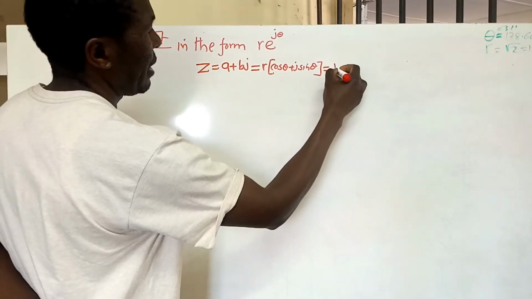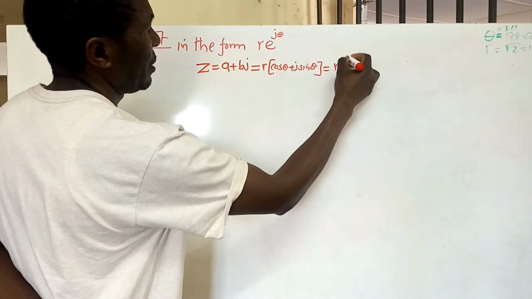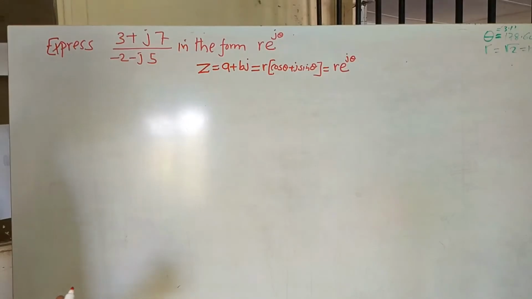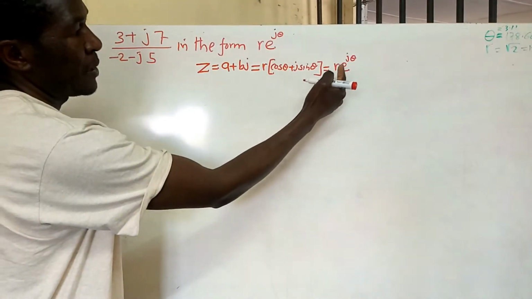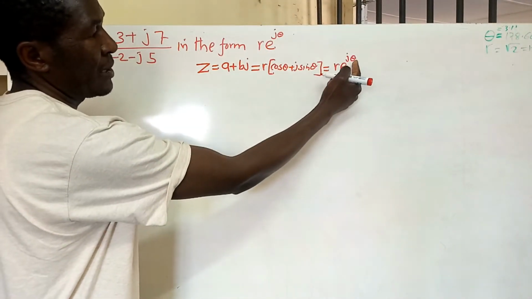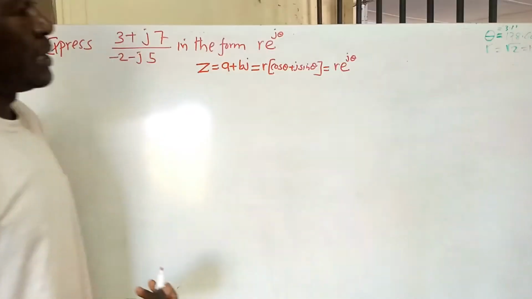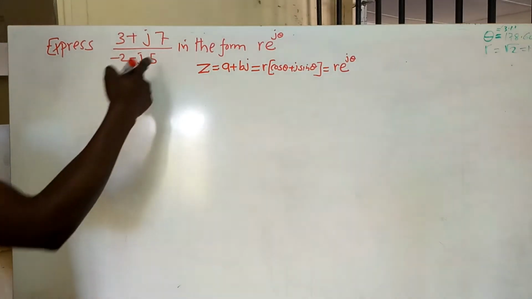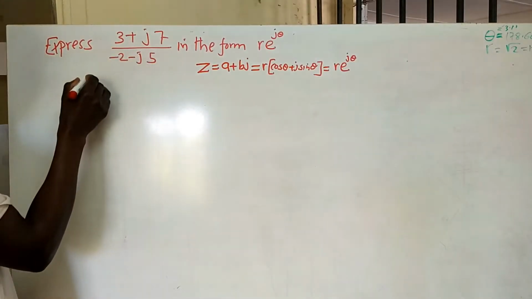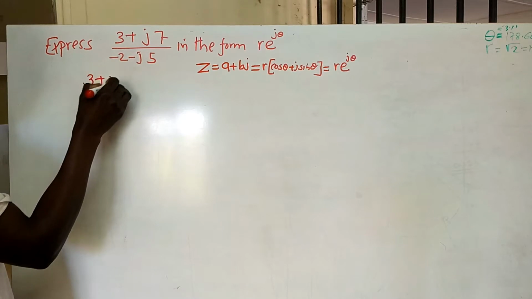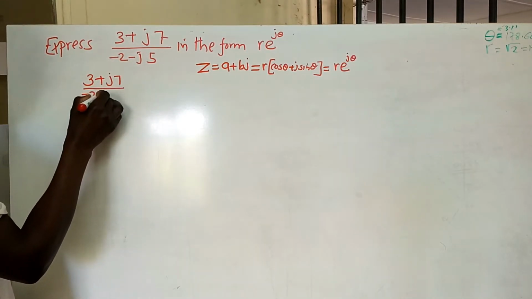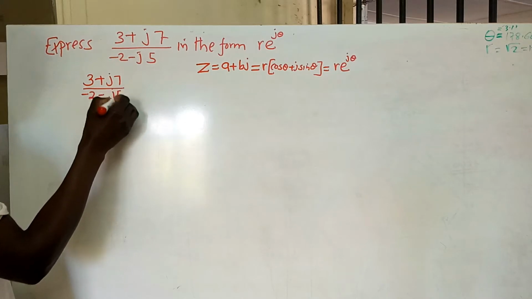Then we have r exponential j theta, and that is called the exponential form. When you are writing it in exponential form, ensure that theta, which is the argument, is in radians, not in degrees. So what we do, we write this one as 3 plus j7 divided by -2 minus j5.